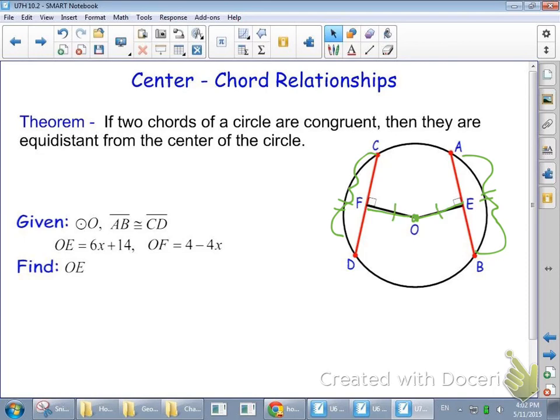Okay, so let's try that out. If I'm given, in this example, circle O, and I know that AB is congruent to CD, and OE equals 6x plus 14, and OF is 4 minus 4x, find OE. So go ahead and calculate that, and we'll see how you did.